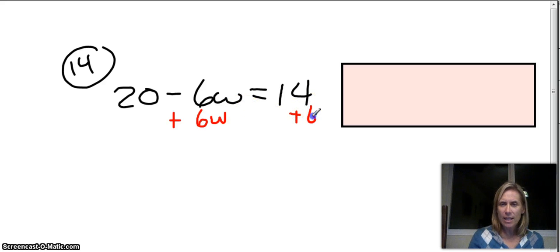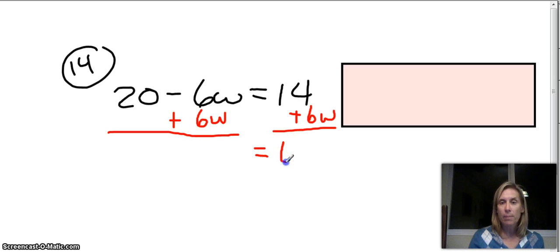Now when I add 6w to the right side, 14 doesn't have any w's. So these are not like terms, 14 and 6w. They're unlike terms. So we just leave them separate. 6w plus 14 on the right side equals 20 on the left side, right? We got 20 way over there.